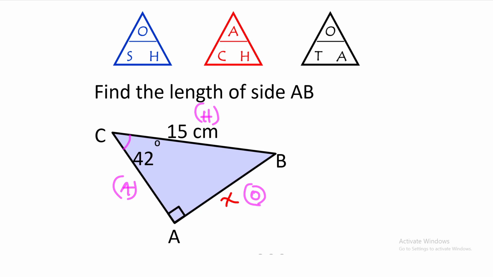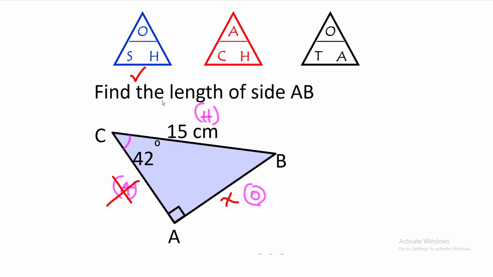So step 2 is to cross out the side that you don't want. Obviously, the side that you don't want is the adjacent, so you cross that out. So you're left with the opposite and the hypotenuse. The next step is to choose the right formula triangle. If you look at the three formula triangles, the one that has the opposite and the hypotenuse is the first one. So we're using sine to solve this problem.